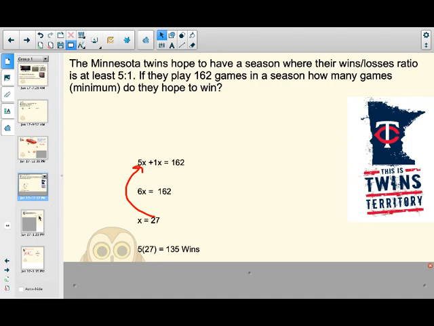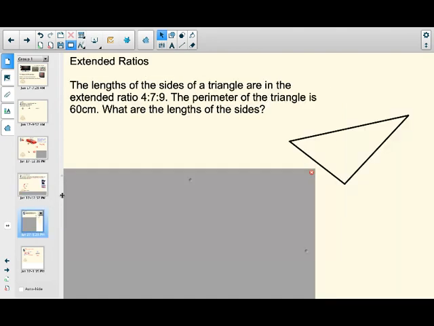So we're going to try that one more time here. The lengths of the sides of a triangle are in an extended ratio of 4 to 7 to 9. What an extended ratio means is just talking about more than just one thing. In this case, we're comparing three lengths. So this is going to be 4x. This is going to be 7x. And then this one right here will be 9x.